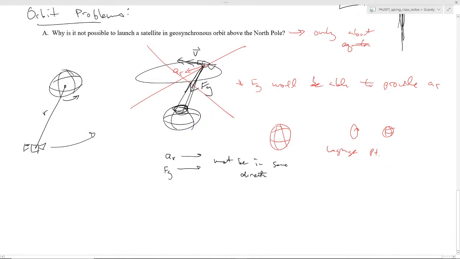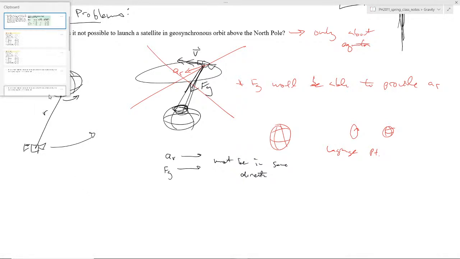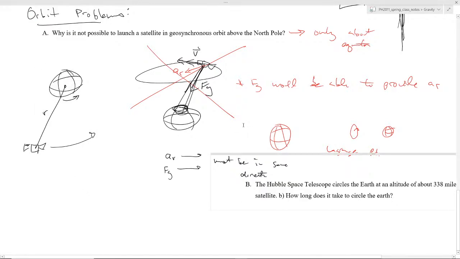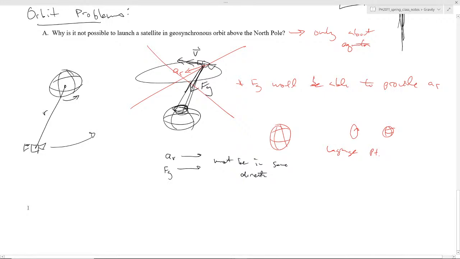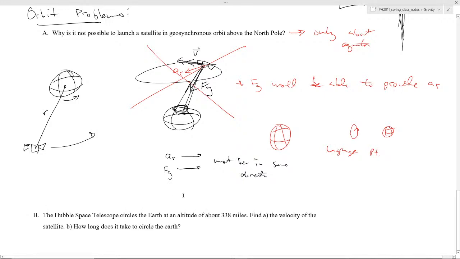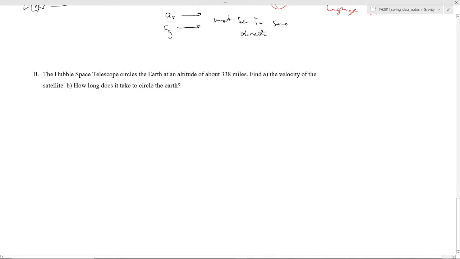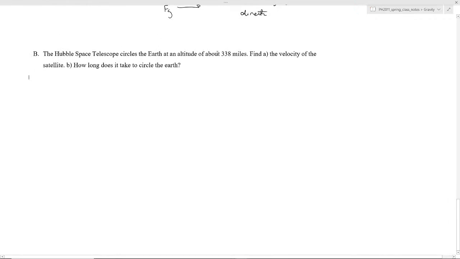Okay. So let me show you another, more of a calculation problem. So here's one. Everybody's heard of Hubble. The Hubble Space Telescope circles the Earth at an altitude of about 338 miles. Find the velocity and how long does it take to circle the Earth. So this how long would be what is the period.